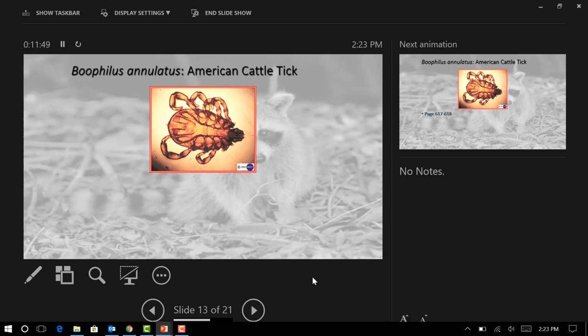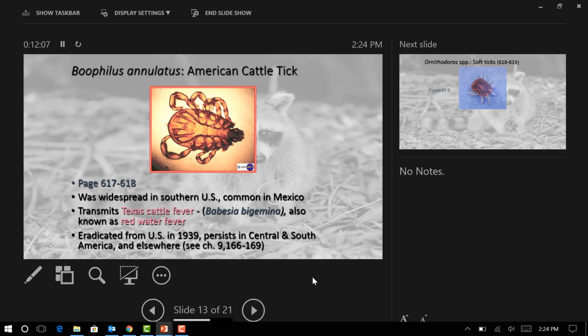All right, Rhipicephalus annulatus, the American cattle tick. Look at this. Look at the structure of its legs. Very extreme, extremely adapted for holding fast.